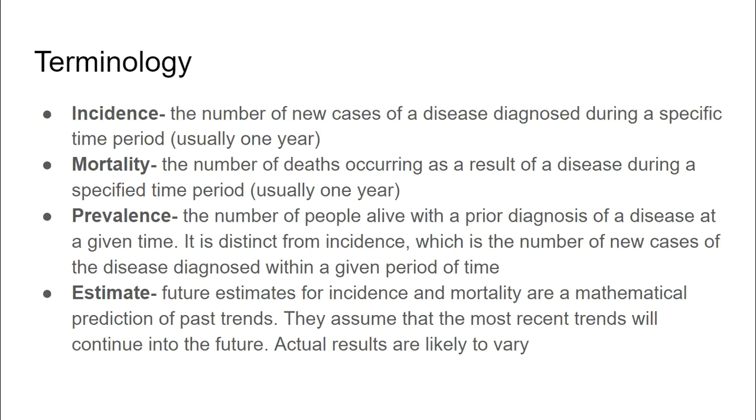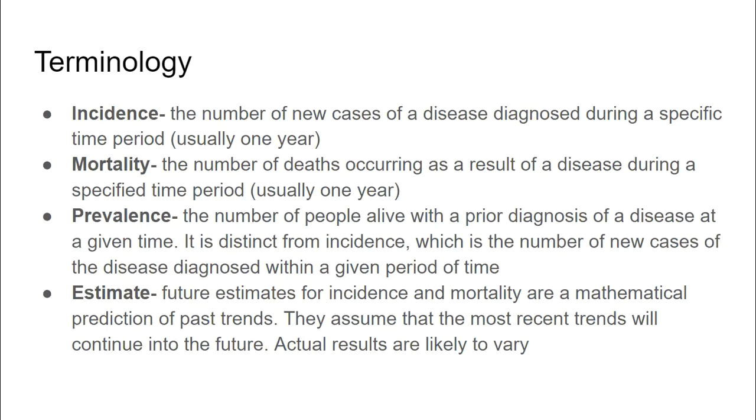Some of the terminology which we need to understand, some of it is a recap of what we've done in Module 7, but when we talk about incidence, it's the number of new cases of a disease which is diagnosed during a specific time period, which we usually have as 1 year. Mortality is the number of deaths usually occurring in 1 year as a result of a disease. Prevalence is the number of people alive with a prior diagnosis of a disease at a given time. It is different from incidence, because incidence is just the amount of people diagnosed, whereas prevalence, they may have been diagnosed at any given time period, not the one that was being studied.